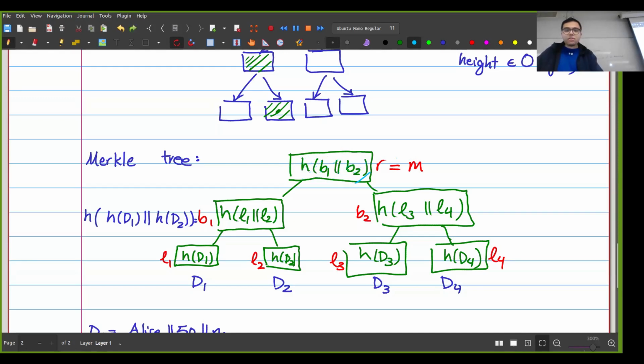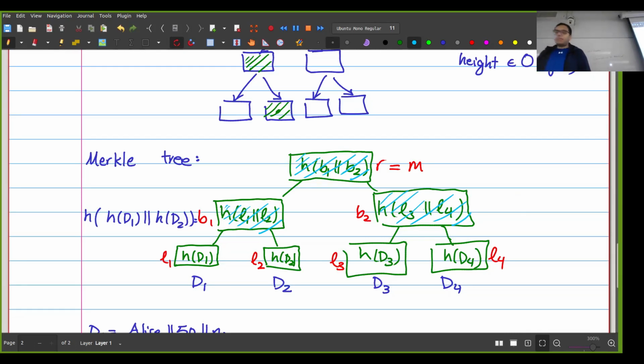Well, you actually also need to know B2, right? Because the only way I can prove that B1 is the left child is by providing both B1 and B2 and saying just take the hash of B1, B2, and that gives you the hash that you already have here. It gives you R, right? So Alice needs to know R. She needs to know B1, but she also needs to know B2. And the role of B2 is to just prove that B1 is the left child of R.